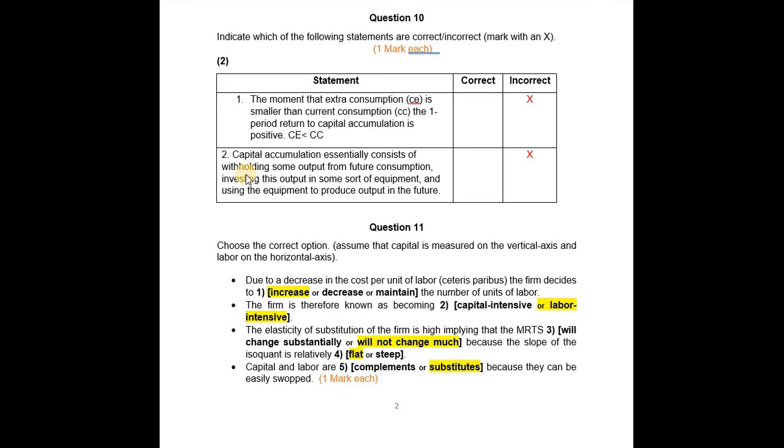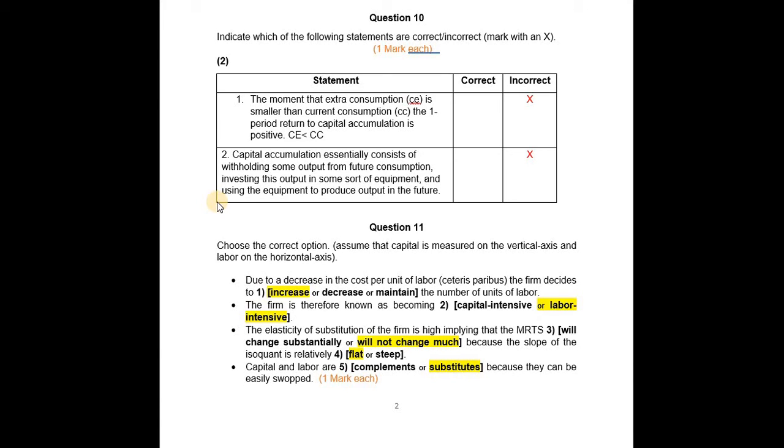Number 2, capital accumulation essentially consists of withholding some output for future consumption, investing this output in some sort of equipment, and using this equipment to produce output in the future. This is also incorrect.